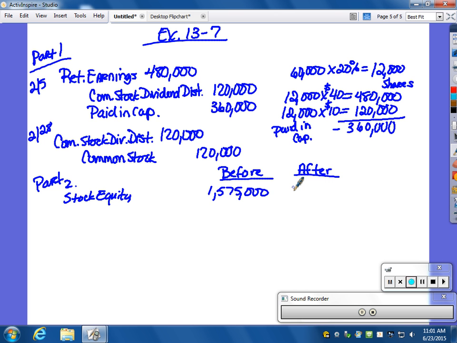Now how much did they issue? 20%, which we determined was what before? 12,000. No, I mean 20%. The 1 million or the 60,000? How much did they issue before the stock dividend? 60,000.